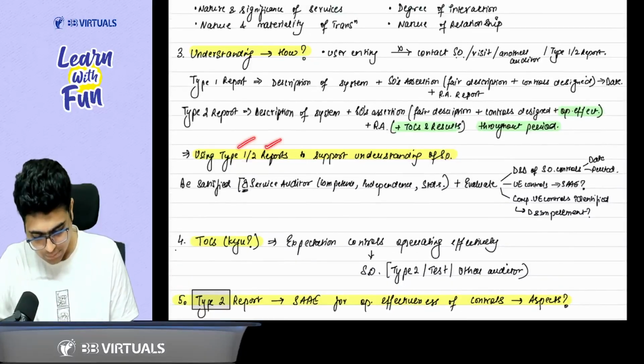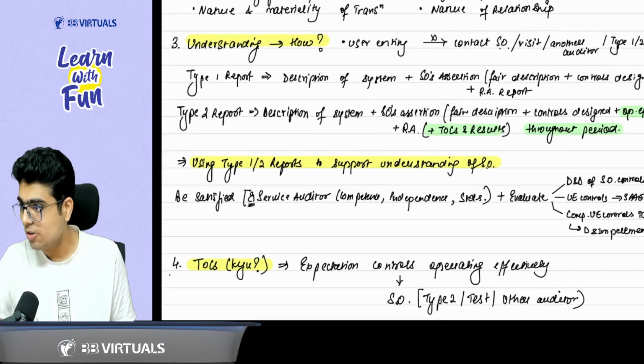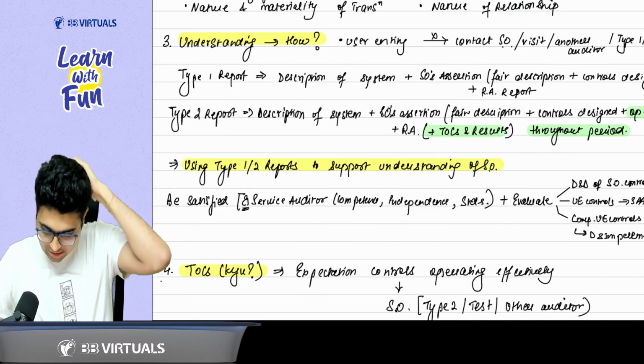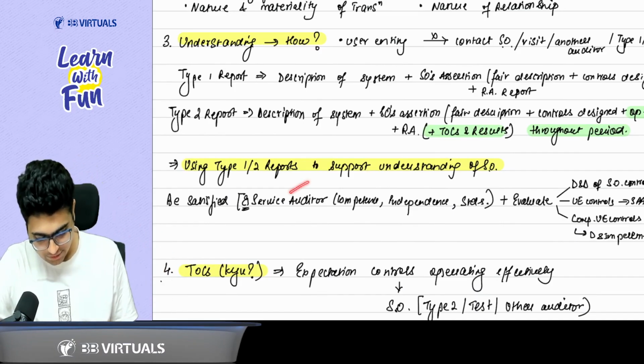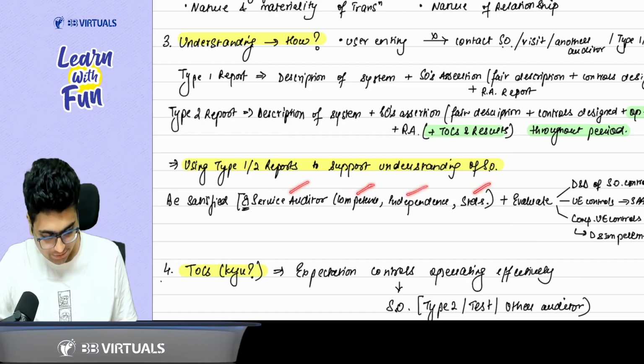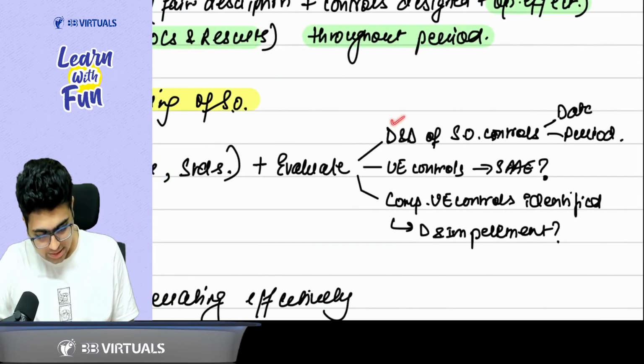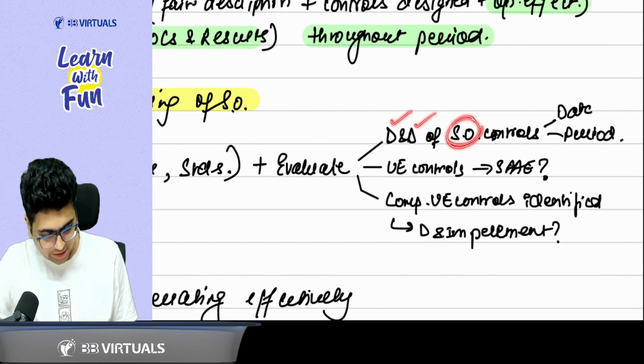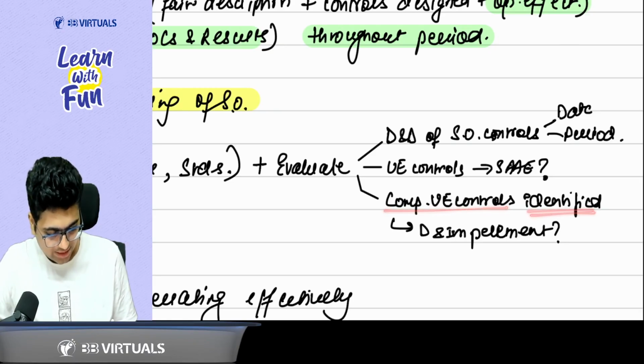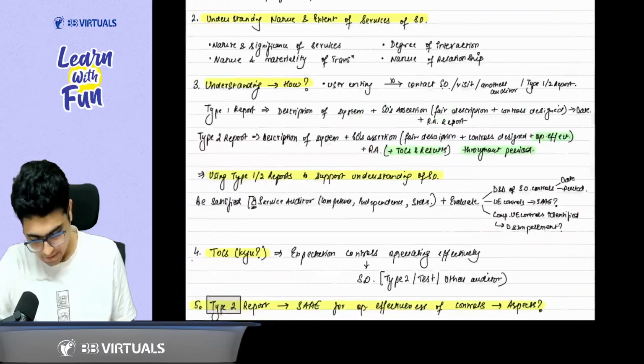Using a type 1 or type 2 report to support the understanding of the service organization. First of all, be satisfied that the service auditor has competence, independence and has done the work as per standard. Then evaluate 3 types of control. Design and implementation of service organization controls for a date and a particular period. Okay, sir. Then user entity controls, see whether they provide sufficient and appropriate evidence through this report. And then complementary user entity controls, if identified by SO, whether they are designed and implemented.